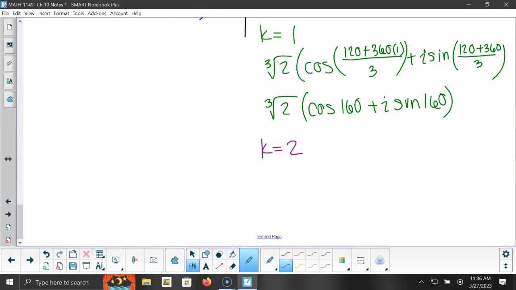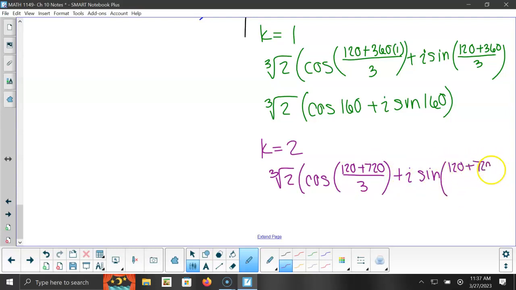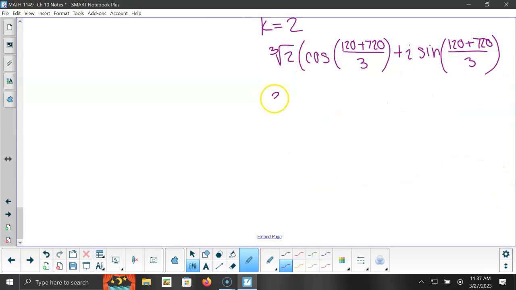So it's opposite over adjacent. What's 840 divided by 3? 280? You were like, I was getting there.